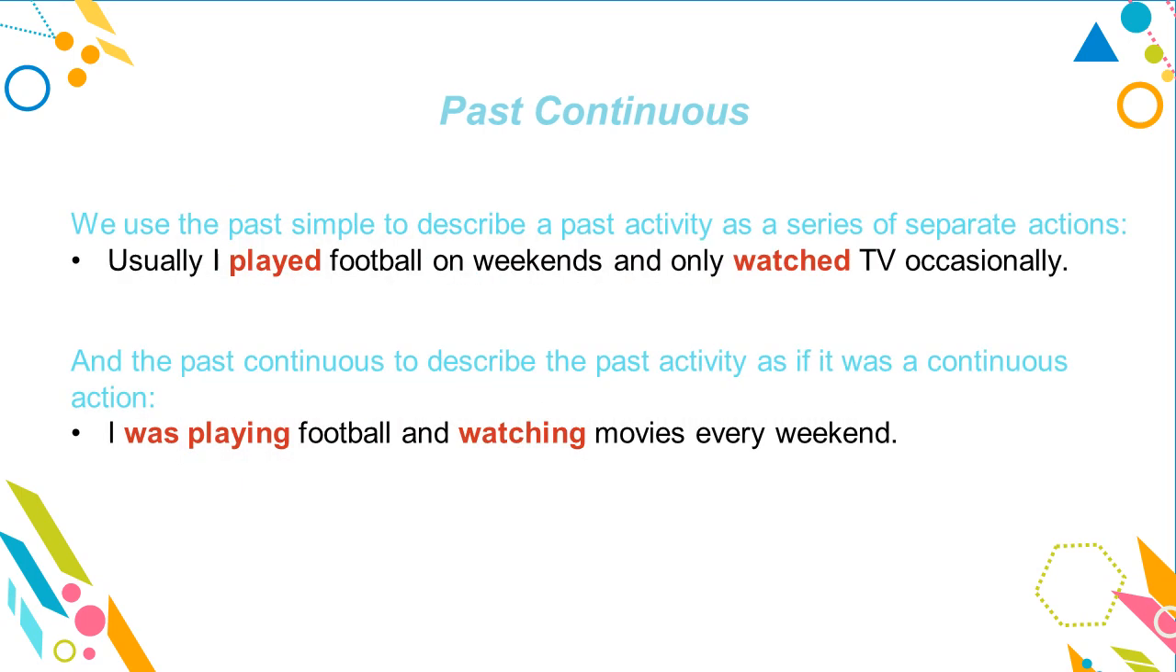We use the past simple to describe a past activity as a series of separate actions. For example, we say, usually I played football on weekends and only watched TV occasionally. And in terms of the past continuous, we use it to describe the past activity as if it was a continuous action. For example, I was playing football and watching movies every weekend.